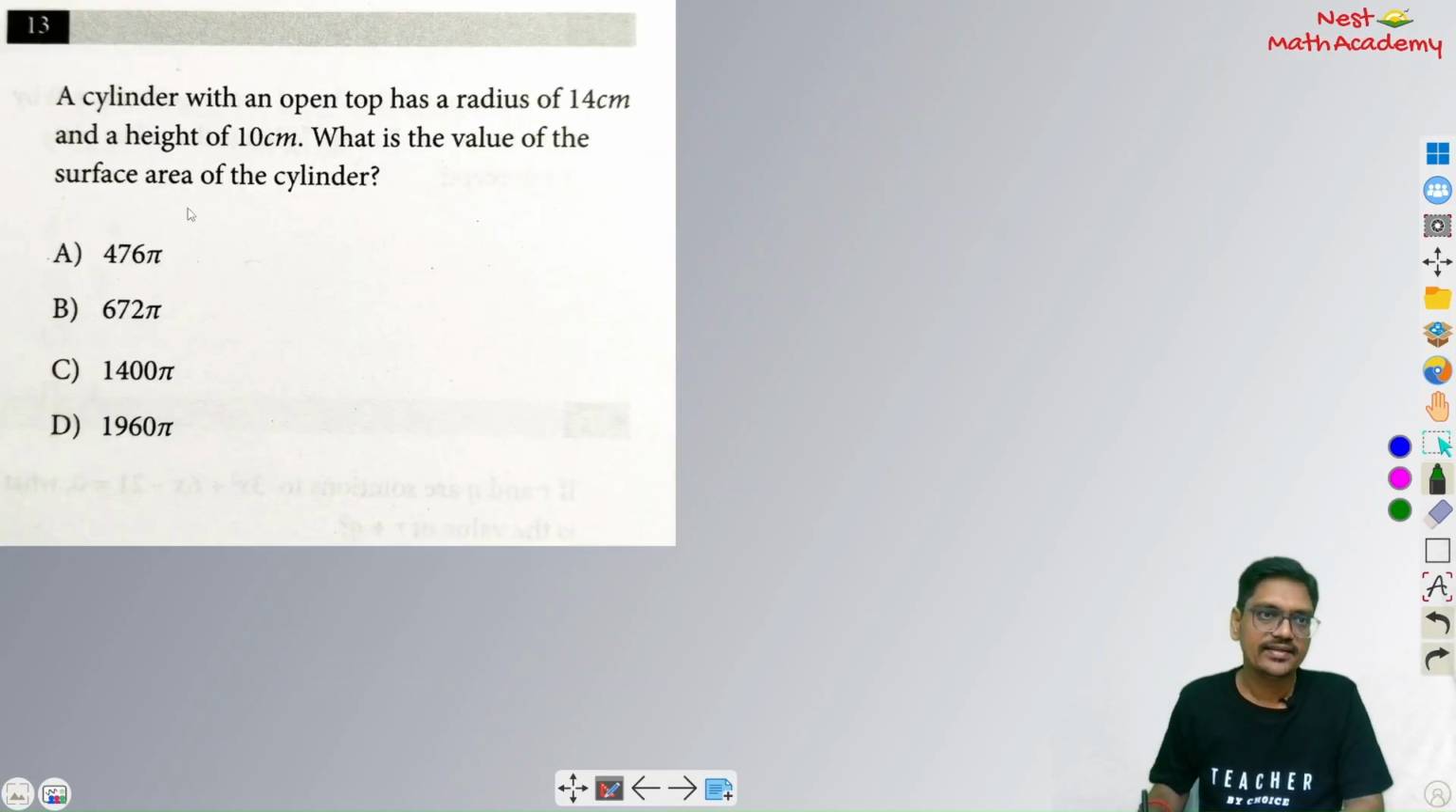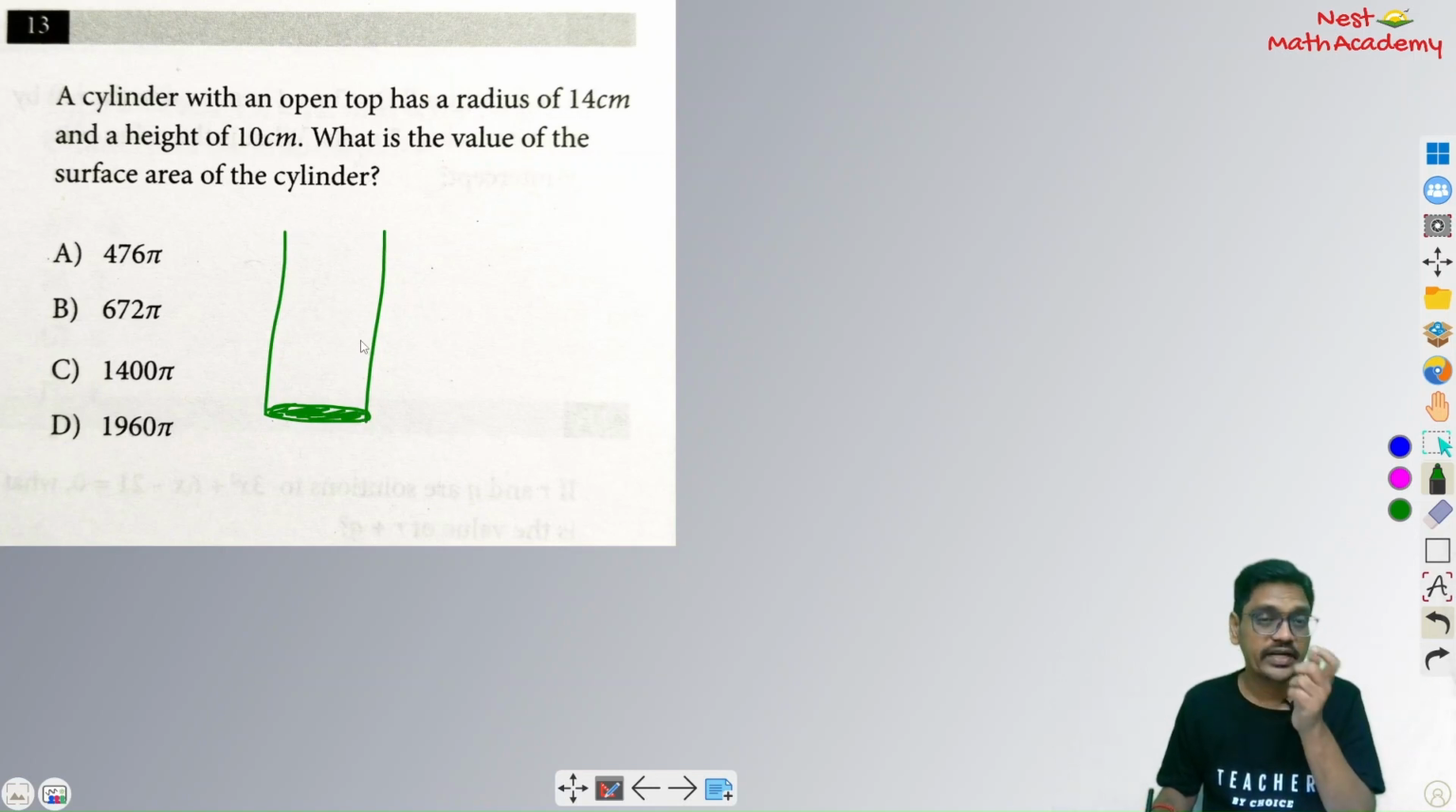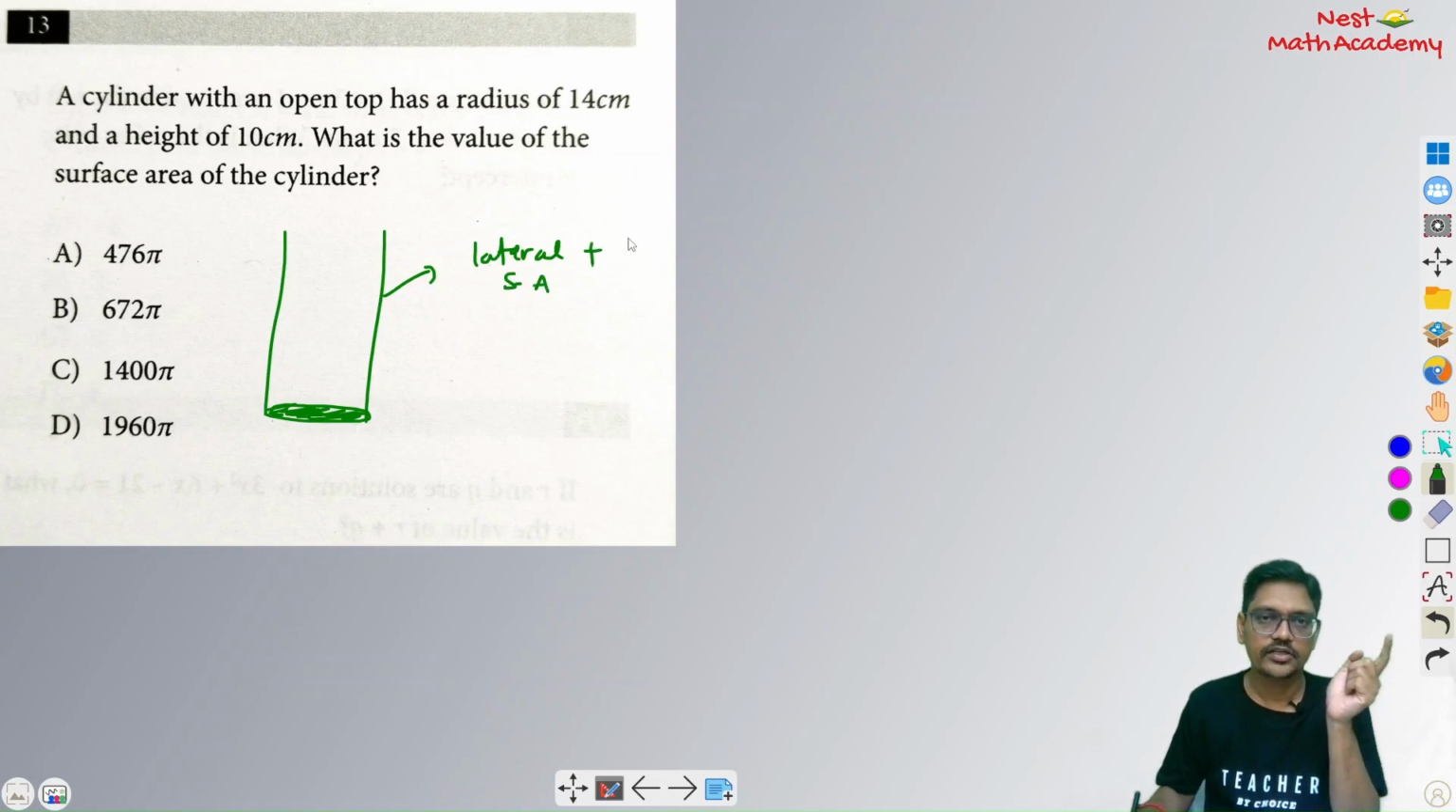Question number 13. A cylinder with an open top has a radius of 14 centimeters and a height of 10 centimeters. What is the value of the surface area of the cylinder? Let's say that cylinder is something like this. So it's an open top. So to find the surface area of this, you need to find the lateral surface area plus the bottom circle.